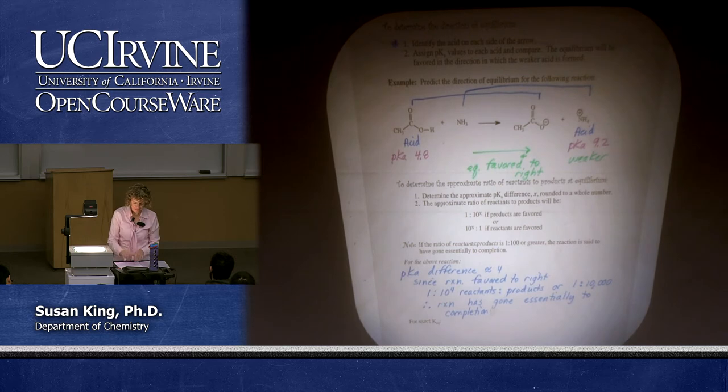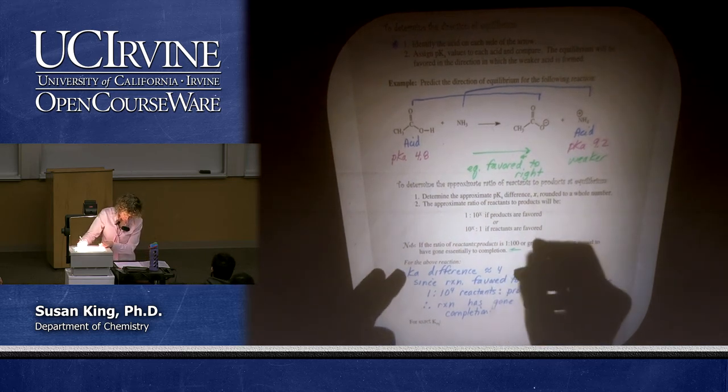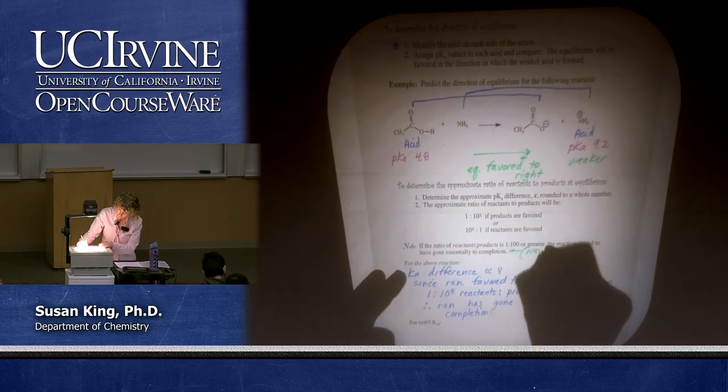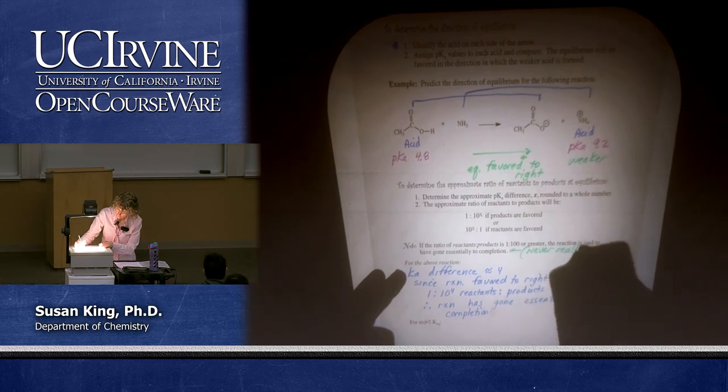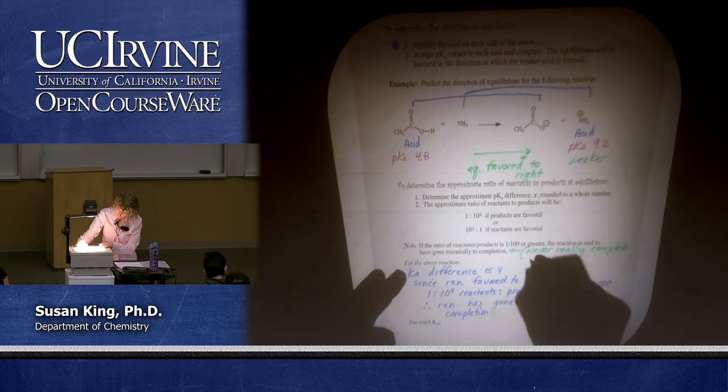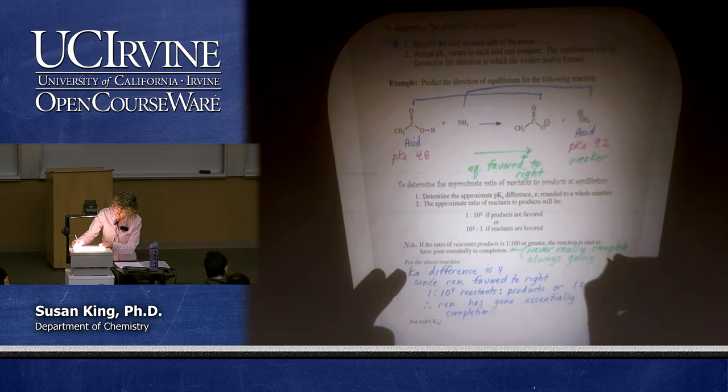All right, the reaction is never complete because it's an equilibrium. It's always going to be going back and forth. But what we typically say is if the pKa difference is greater than about 2, if the pKa difference is 2, you have 1 to 100, and we say that's essentially gone to completion. But again, never really complete. It's always going back and forth.